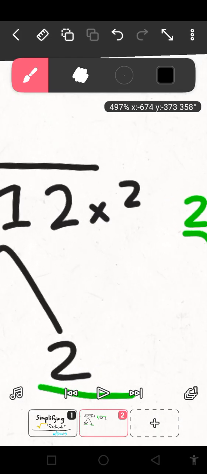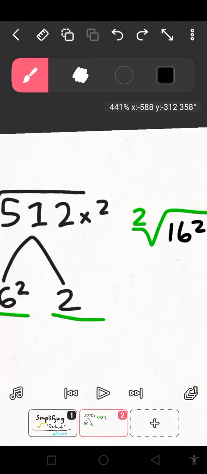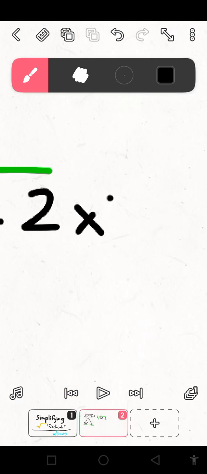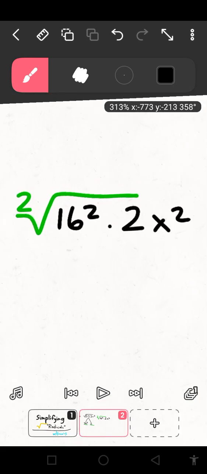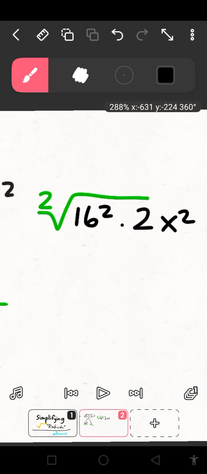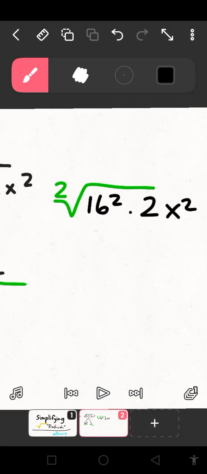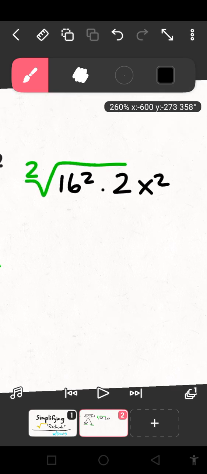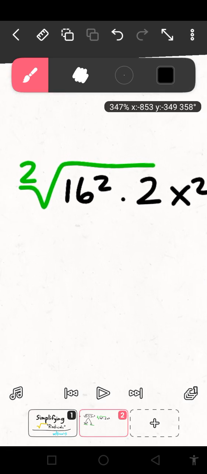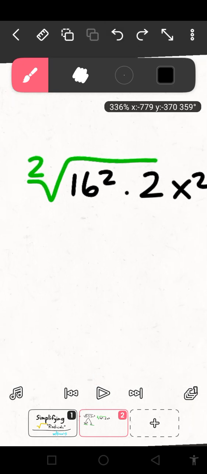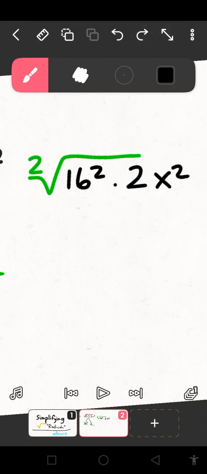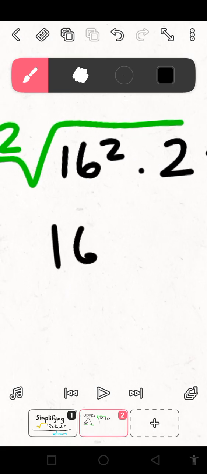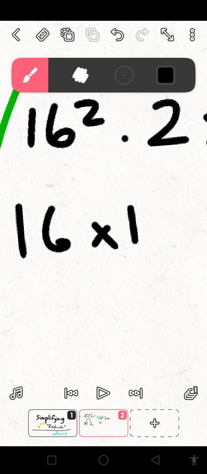But wait, we forgot about this. We will just simply move this here, as we don't need to do anything about it. It's not even a number, but really just a variable. So we're gonna move that there. Now moving on to the main way of solving this, this index is requiring us to get two of the number or the letter. So 16 squared, understandable, that's just 16 times 16.